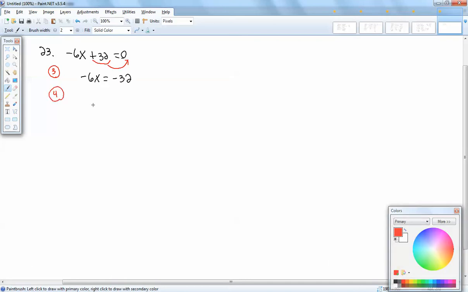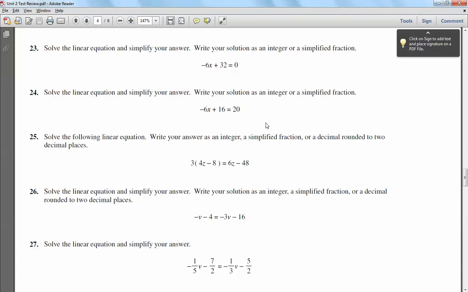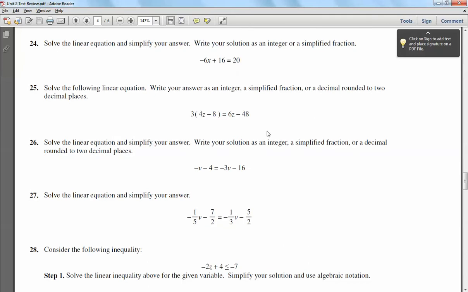Step 4. Divide both sides by the number in front of your x. The number in front of our x is a negative 6, so I'm going to divide both sides by negative 6. Those negative 6's are going to cancel. Negative divided by negative is positive, so we got 32 over 6. And top and bottom are at least both divisible by 2. 32 divided by 2 is 16. 6 divided by 2 is 3. So our answer is 16/3. That was 23. Okay, 24.